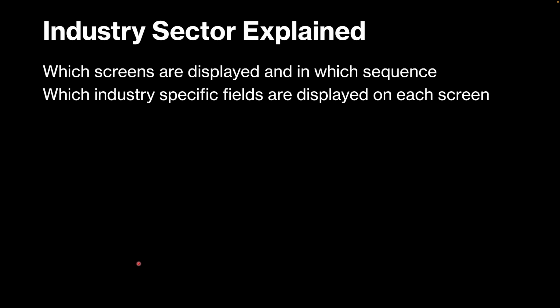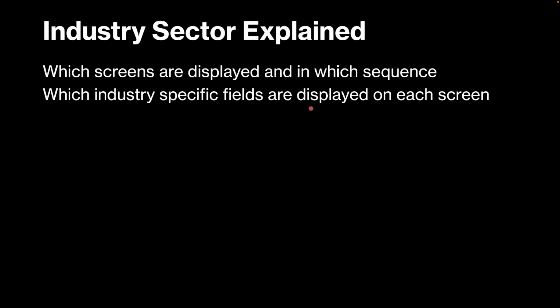Now let's understand the meaning of industry sector. So as we saw that in the input screen, you have to select a material type and the industry sector also. Now, what does the industry sector field do? Basically, this controls which screens are displayed and in which sequence and which industry specific fields are displayed on each screen. Let's say that you're creating a raw material, but that raw material's specifications may change based on the industry for which you are creating the raw material.